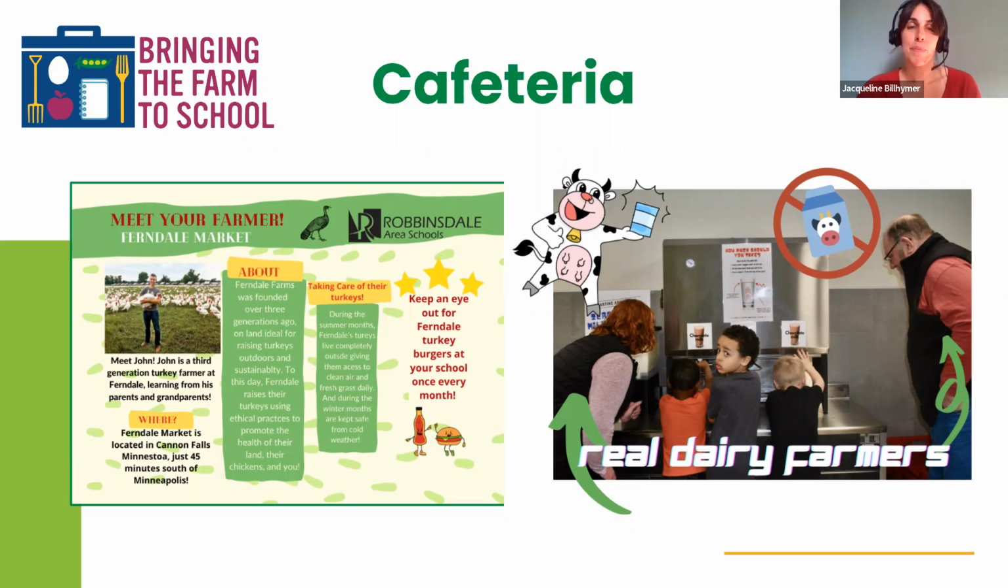For example, in the image on the left, Robbinsdale area schools created a poster about Ferndale Market to advertise their turkey burgers that would be served in the school lunch. Another way to connect with the cafeteria is to come and serve a meal with the nutrition staff or visit during the lunch period. In the image on the right, you can see a dairy farmer visiting Dassel Cokato School when the cafeteria replaced single-serve milk cartons with bulk milk from their farm.